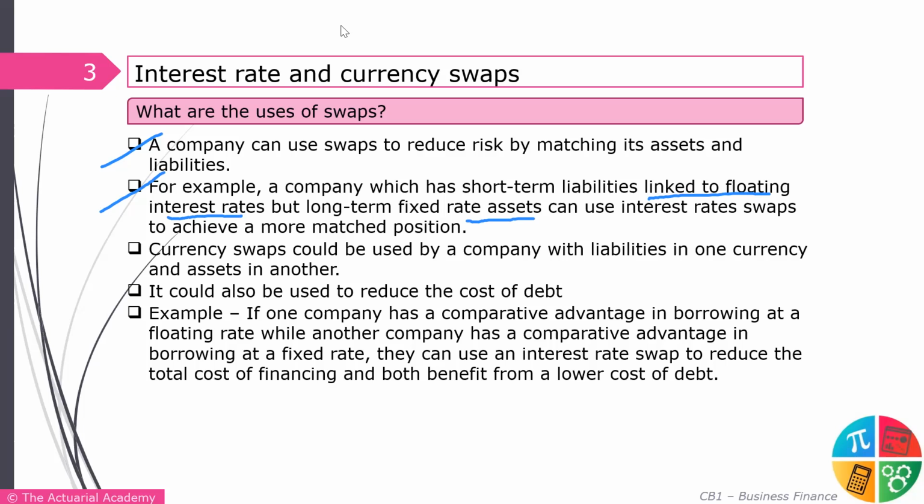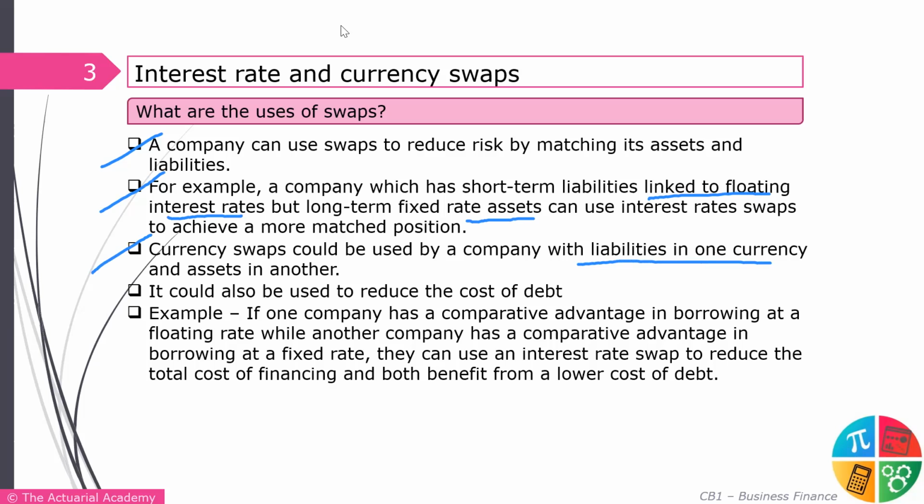Currency swaps could be used by a company with liabilities in one currency and assets in another. Like we took an example of TCS and Barclays Bank. If you have a liability in one currency, TCS would take a loan from India, right? TCS won't take a loan from the UK because UK loans are expensive. TCS would take a loan from India, so it will have liabilities in INR, but assets in the UK because it will keep earning UK pounds, right? So in that case, what you can do is use currency swaps and swap it out.